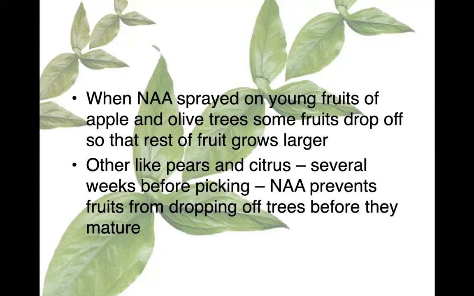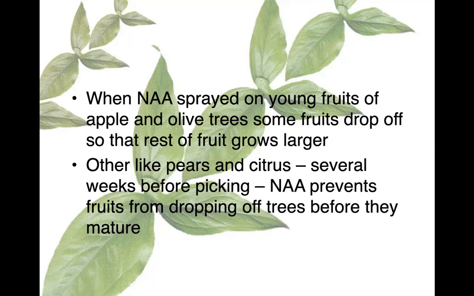Now, these 2 points illustrate a very important concept when it comes to plant hormones. You can have the same hormone have completely different effects on plants depending on when you apply the hormone. So if you use auxins on young fruits, it can cause some of the fruit to drop off so that the rest get bigger. But if you apply it later on, close to when you're about to harvest them, then it actually prevents them from dropping.